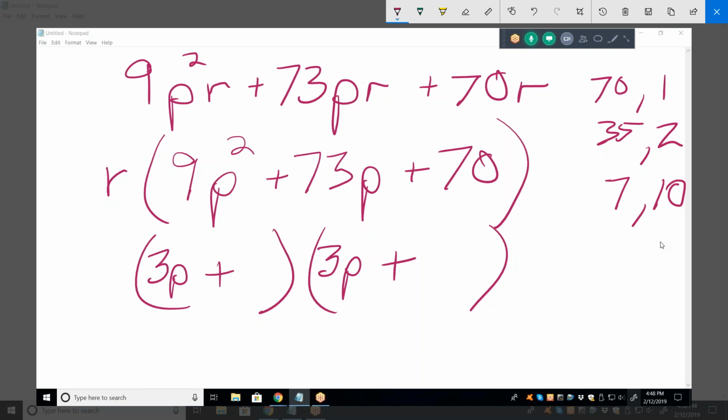Now I can go over that 10. I can cut that 10 in half. So I did find a second set of factors for that. And I think that's probably it.